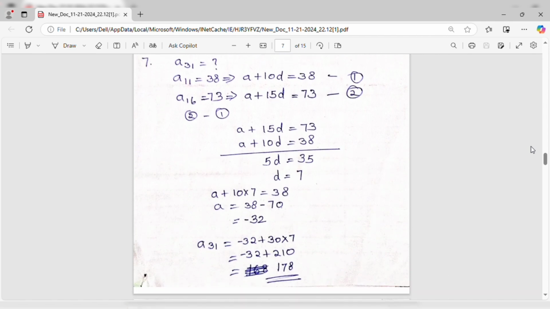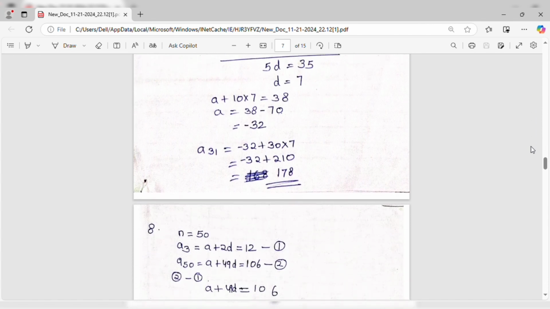Seventh question. Find the 31st term of the AP whose 11th term is 38 and 16th term is 73. So two terms of the AP are given. We can form two linear equations by using the formula of an, and after solving those two equations we will get the values of a and d. For solving these equations you can use any of the methods which we studied in chapter 3, and after that you will get a as minus 32 and d as 7. After substituting these values in a31, we will get the 31st term of the AP as 178.